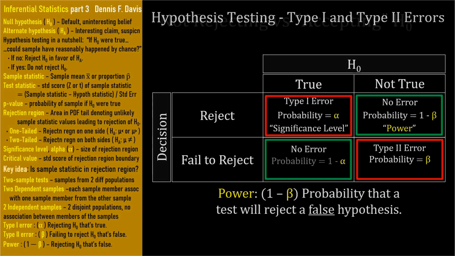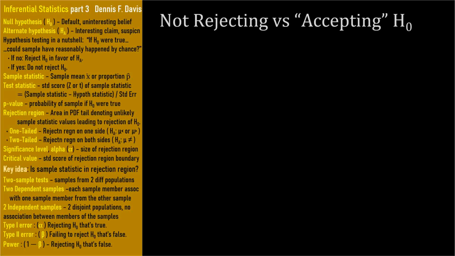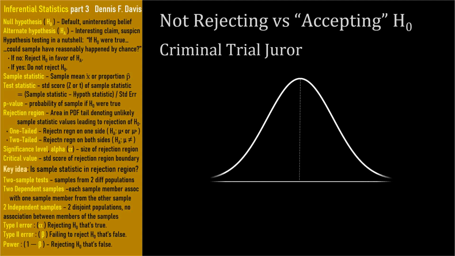I have one more illustration that I think might be helpful to show the difference between failing to reject the null hypothesis, which we do, and accepting it, which we don't do. Suppose you're selected to serve on a criminal trial jury for a serious offense. I'll draw a PDF on which we'll place our thoughts. The null hypothesis, H0, is innocent. In this scenario, the alternate hypothesis is guilty. We'll assume H0 is true unless we have significant evidence to the contrary. The judge instructs the jury to vote guilty only if they're convinced of the accused's guilt beyond a reasonable doubt.